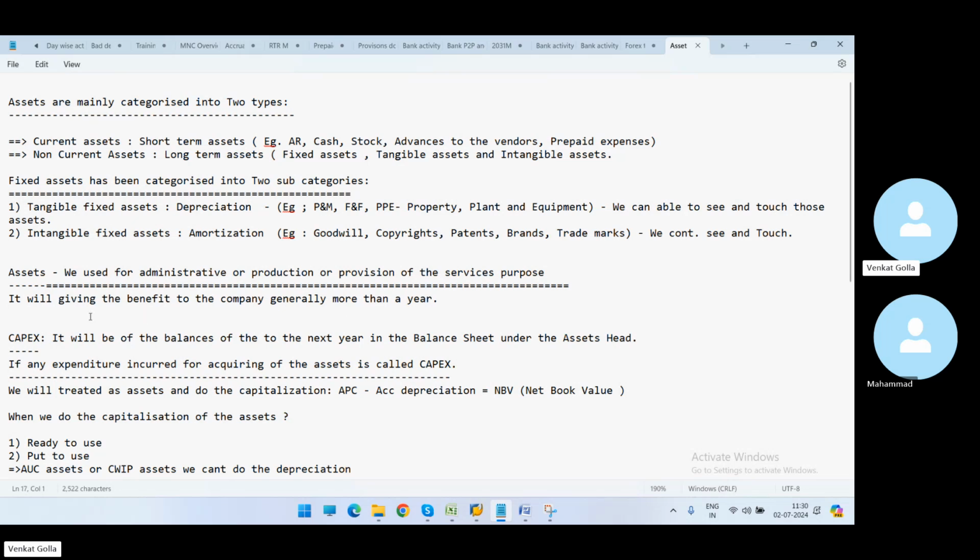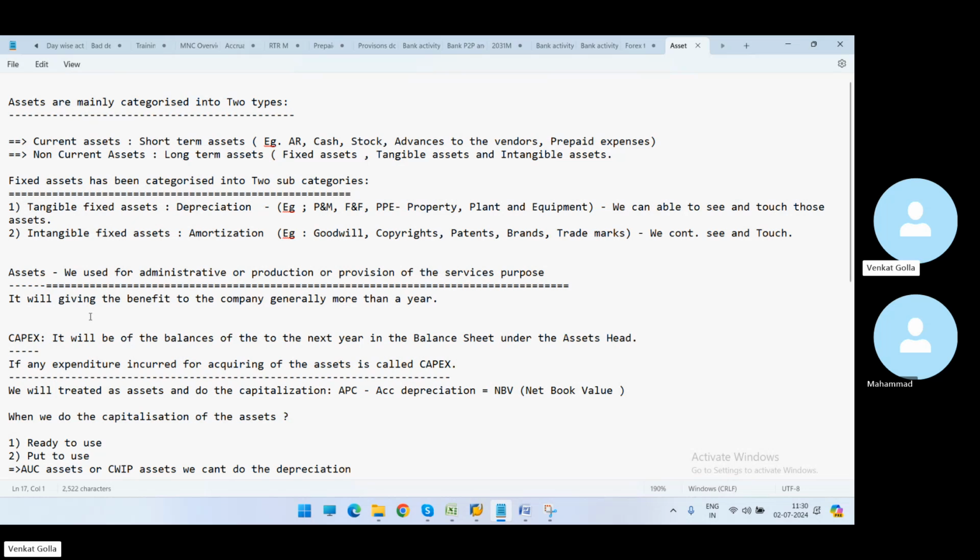Those are the assets we are using. By using those assets, we are generating revenue in terms of sales. In the same way, we also need to book the expenditure in terms of depreciation or amortization, so that our financials will match, like revenue versus expenses. So that is the purpose of doing the depreciation and amortization.